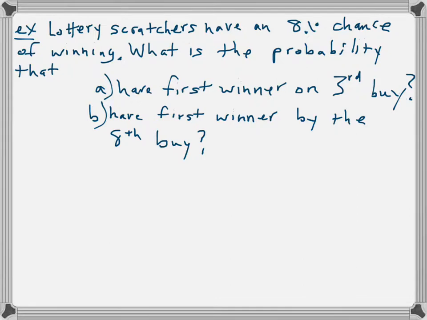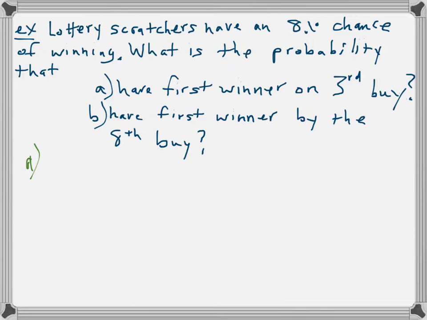So in fact, let's do that. Lottery scratchers from before have an 8% chance of winning. What's the probability that we have our first winner on the 3rd buy? And then part B, have the first winner by the 8th buy. So bought 8 tickets, what's the probability you pretty much at least got 1 winner? And in fact, there is a relationship there between what we just did, but let's just do this.